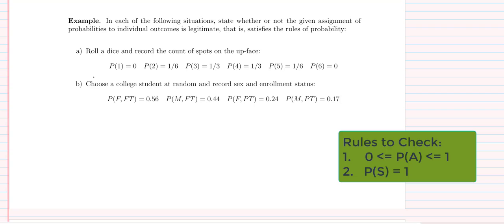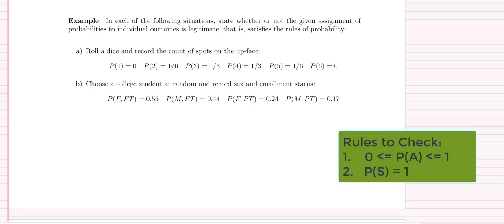So if we roll a die and record the count of spots on the up face, we have 1 die here, and we're looking at the spots on the up face. So we have 1, 2, 3, 4, 5, 6, etc. Notice that each of these outcomes is not 1/6, which tells me that this die is not fair, or not intended to be fair. If it was a fair die, it would be 1/6 for each of them.